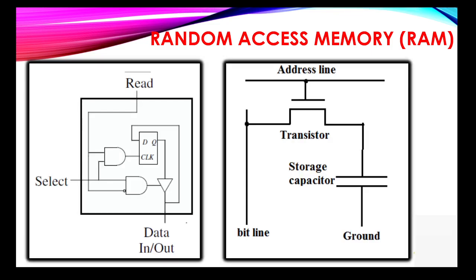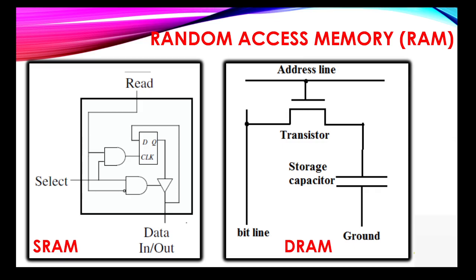RAM, random access memory, accesses the data from the memory randomly, hence we call it random access memory. Here is a schematic representation where we have a select line, a read complement signal, and a D flip-flop with a clock signal in order to enable it, and we have input and output data. Whereas a transistor with a capacitor is called dynamic random access memory.